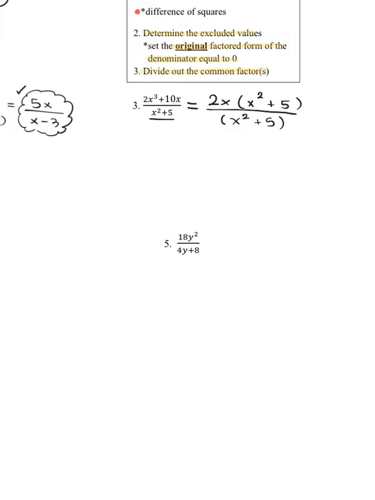All right, and then let's find our excluded values. So excluded values, so we'll do that over here. So I take that denominator that did not factor, and then I set that equal to 0. And then just solve that equation. So I'm going to subtract 5. And then I'm going to square root. So here, when I go to square root, this is going to give me an imaginary number.